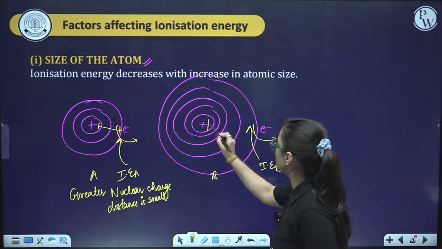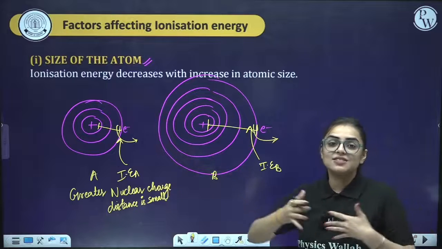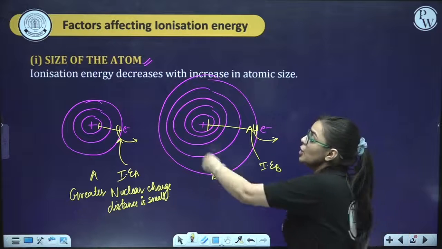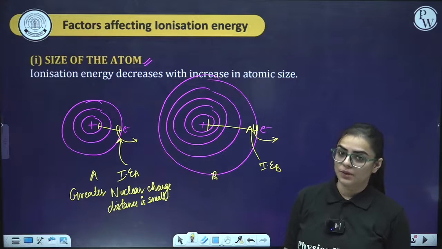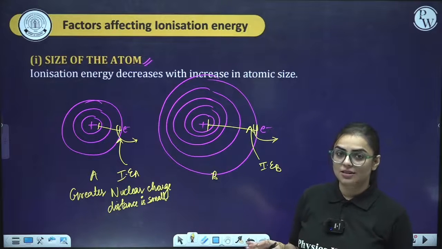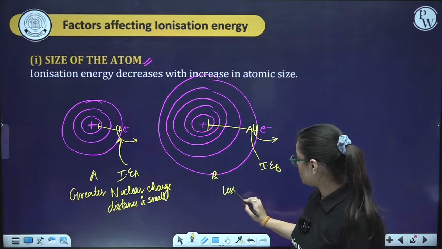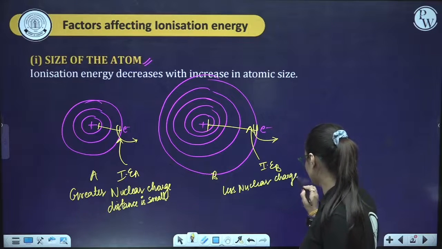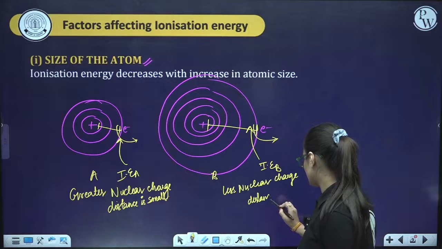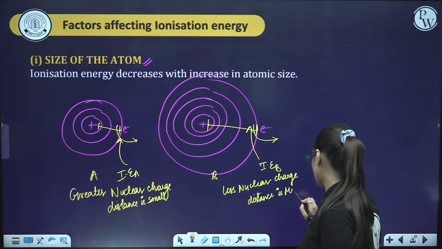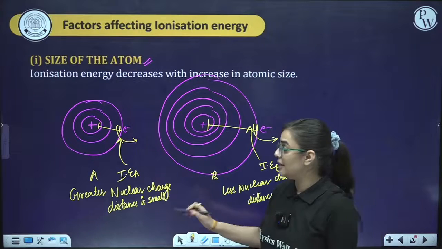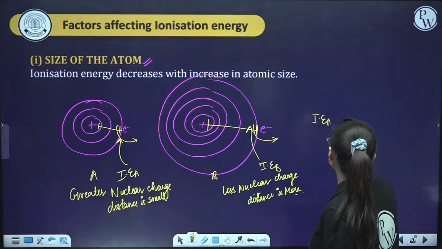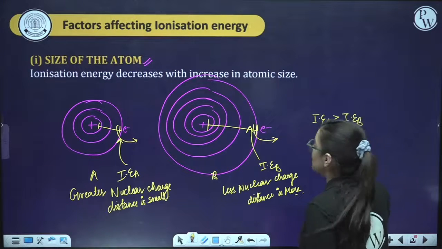If you see over here, the distance is larger, the distance is wider. If the distance is wider, attractive forces will be there between positive and negative, but not as much as in the first A atom. It will be there in B, but not as much as in A, right? So less nuclear charge because the distance is more. Hence, here more ionization enthalpy will have to be provided. So I can say ionization enthalpy in the case of A will be greater than B. Why? Because the distance is less.